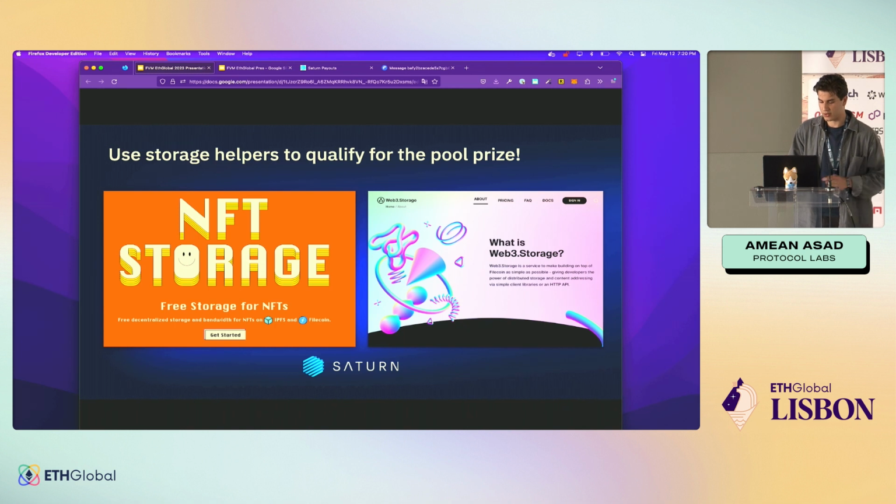And just a reminder, to qualify for the prize, if you want to deploy things on the Filecoin network, NFT.storage and Web3.storage are really nice APIs that abstract away a lot of you having to do a storage deal and all that. It does that all for you. So if you don't want to get too deep in the weeds, these are really nice services that offer you APIs to store things directly on the Filecoin network. And that is it. If anyone has any questions, happy to take them.